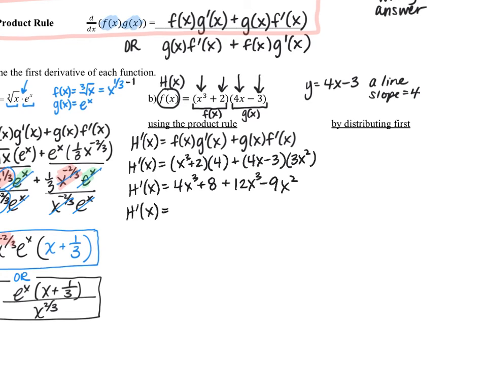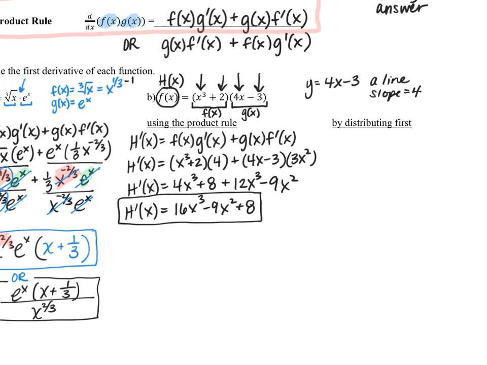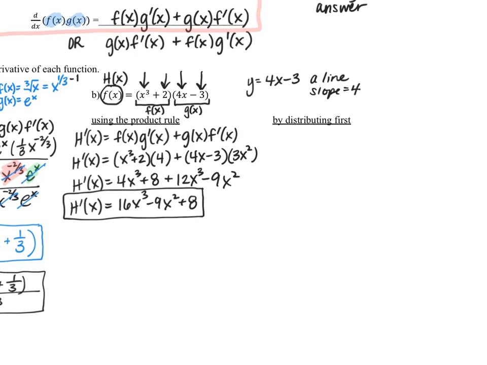And combining like terms there looks to give us 16x cubed minus 9x squared plus 8. So that is one way to compute the derivative, that is using the product rule. But again, this is an example of a function where we technically could have done some algebra first. So let me erase all of my marks here.